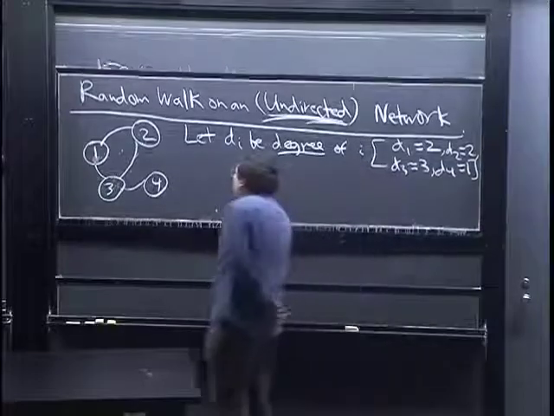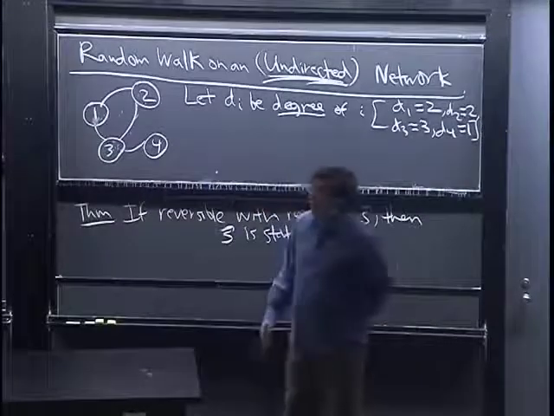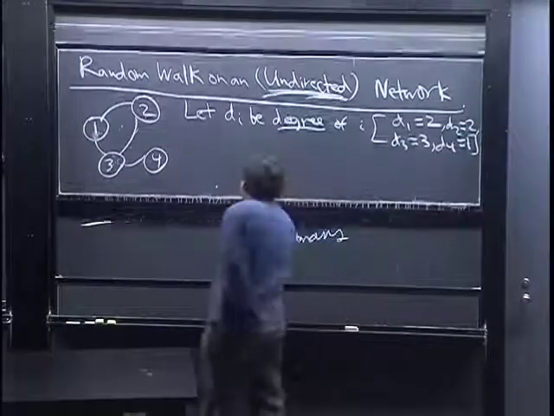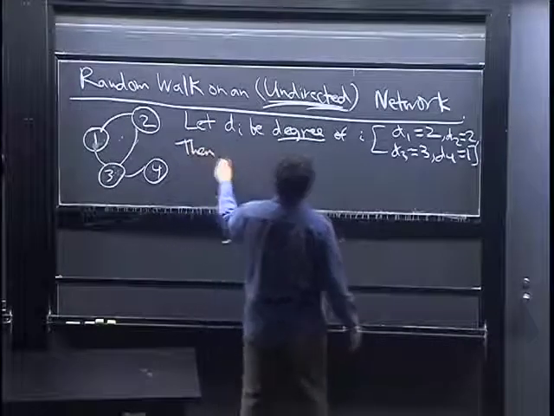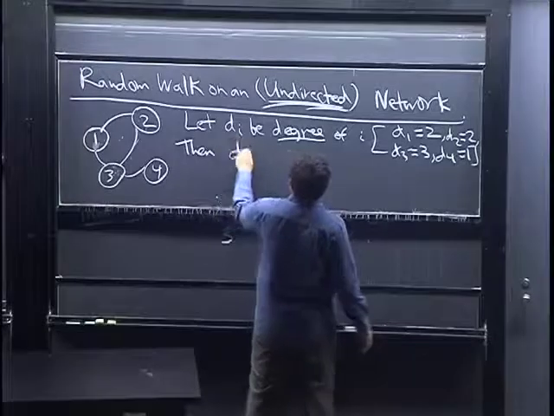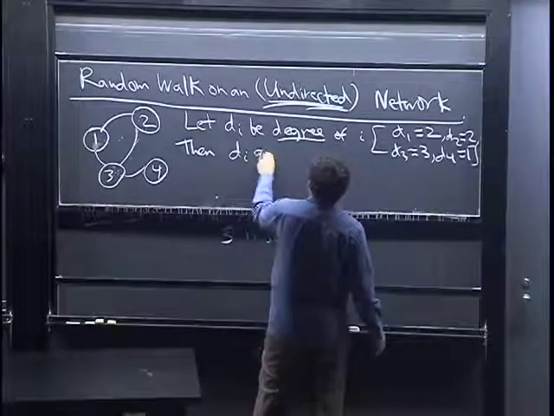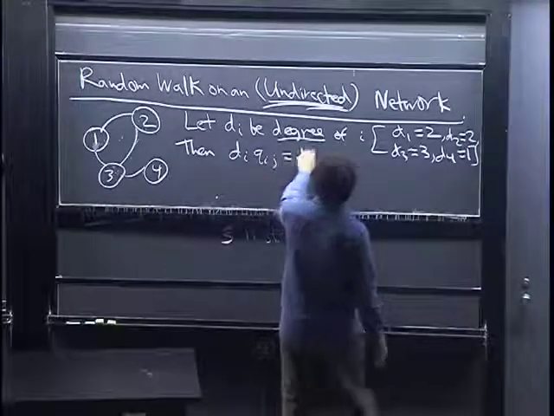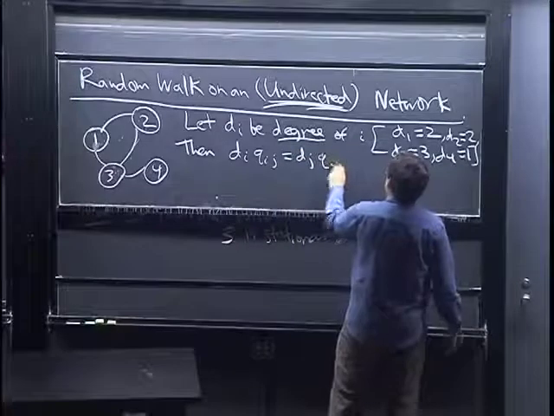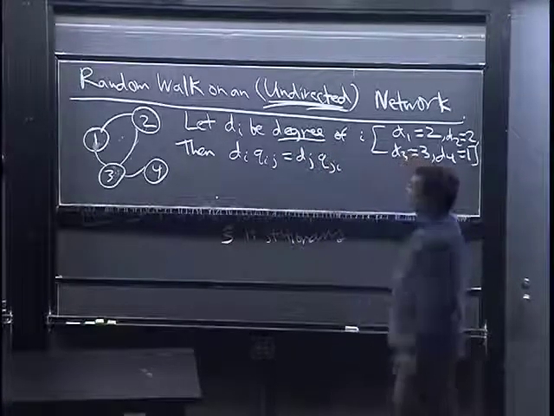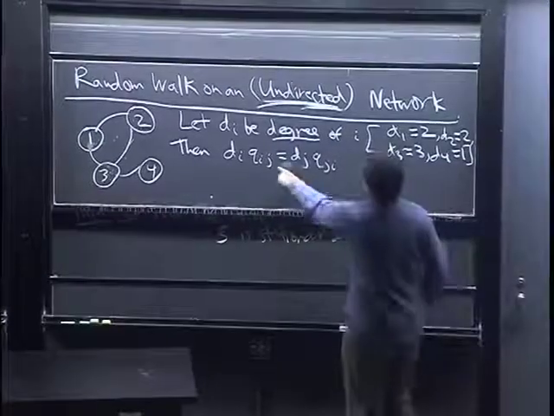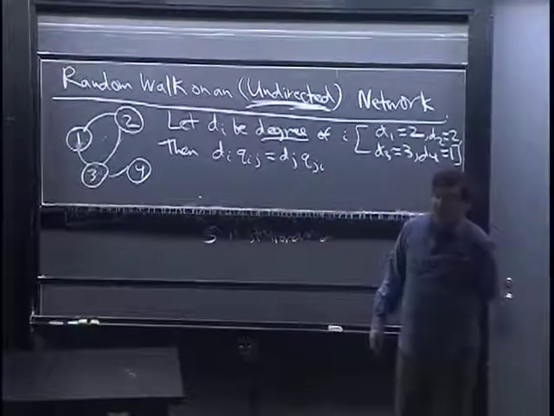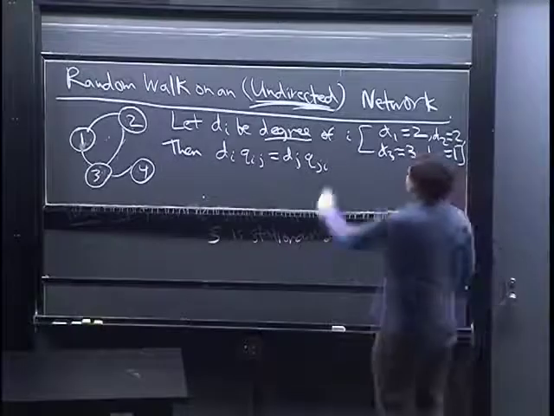Now notice that the following equation is true: d_i q_ij equals d_j q_ji, where q is the transition matrix. I'm claiming this is true, so let's check why this is true for all i and j.